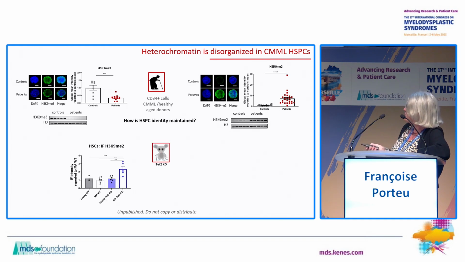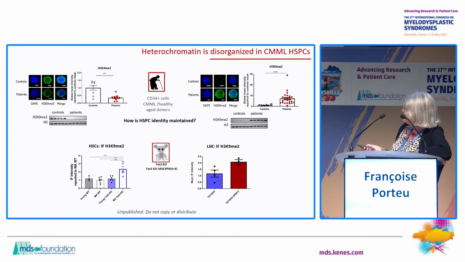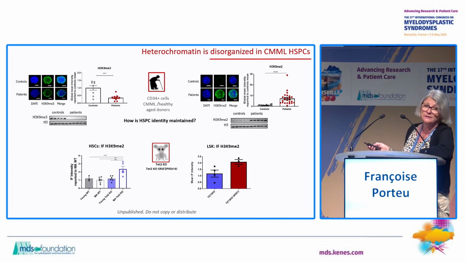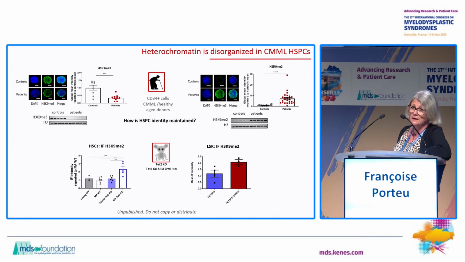And so, interestingly, we also found that Tet2 KO mice, who develop CMML-like disease with age, show this increase in H3K9me2 starting at middle age, before the onset of the disease, while middle-aged wild-type mice do not. And also, this increase is even higher in Tet2 KO SRSF2 KI mice, with an increase of H3K9me2 in HSCs, and these mice develop CMML disease more strongly and with a greater incidence.